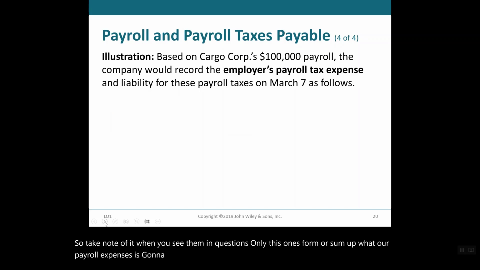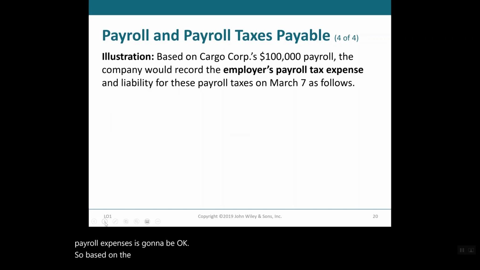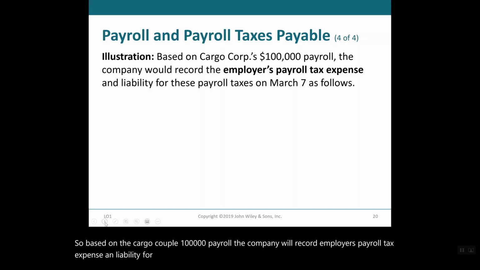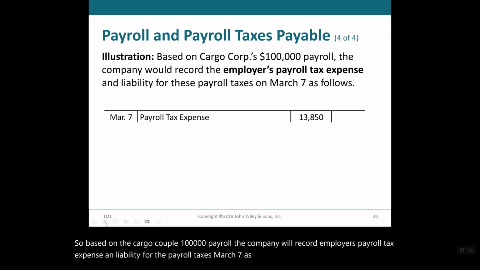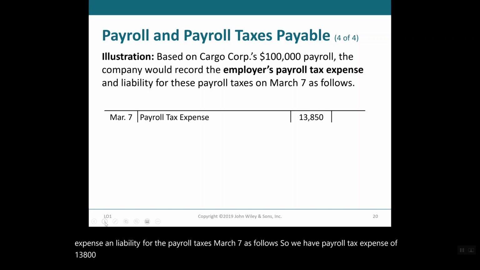Okay, so based on the Cargo Corp 100,000 payroll, the company will record employer's payroll tax expense and liability for the payroll taxes March 7 as follows. So we have payroll tax expense of 13,850. How did we have this amount?